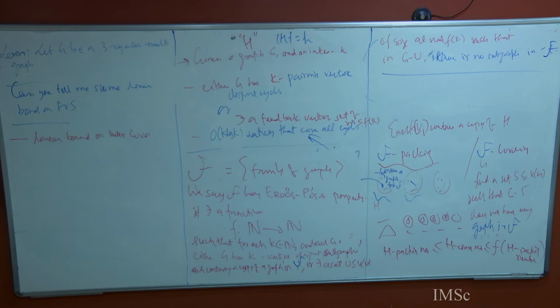Huh? 3n by 2. Why? It's not an upper bound. I want a lower bound. 3n by 2 is the maximum number of edges in the graph. But how is that a lower bound? If you pick 3n by 2, it's definitely more than n, but that's not a lower bound. That's an upper bound.